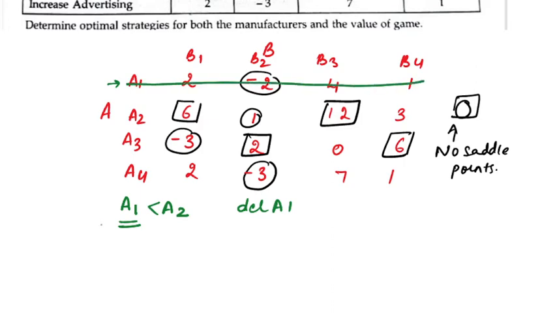Now look for the column. I am opting for alternating, one time row, one time column. You can also do all rows first and then the columns. Each element of column B2 is less than B4. It's 1, 3, 2, 6, minus 3. So B4 is dominating here. We have to delete the major one from the columns, so we delete B4.